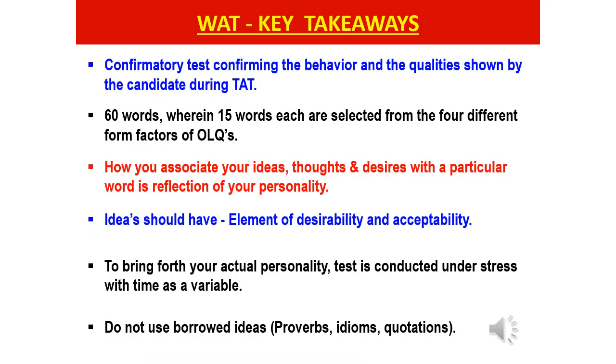Now candidates, what are the key takeaways of this video? First, the word association test is a confirmatory test confirming the behavior and the officer-like qualities shown by the candidates during the thematic appreciation test. In the word association test, 60 words will be reflected on your screen, wherein 15 words are selected from 4 different form factors, each of the officer-like qualities. The word association test is a test of how you associate your ideas, thoughts and desires, your aspirations, your ambitions with a particular word as a reflection of your personality and not a grammatical test of sentence framing.